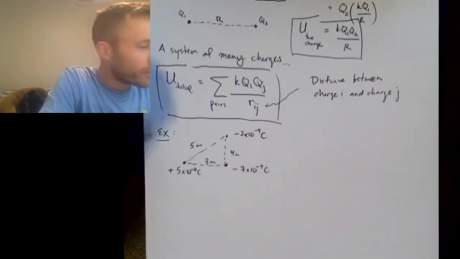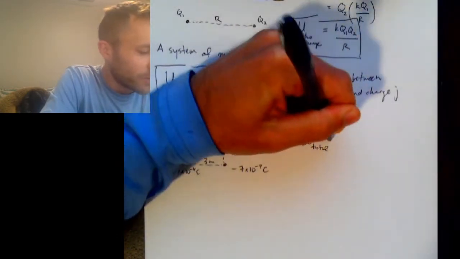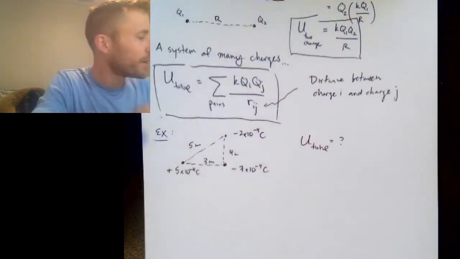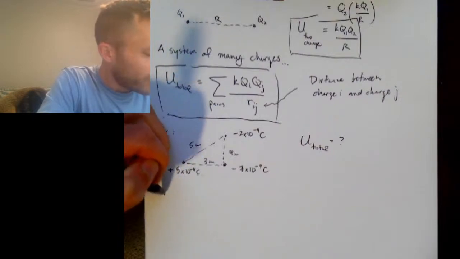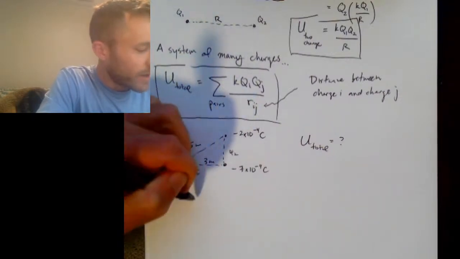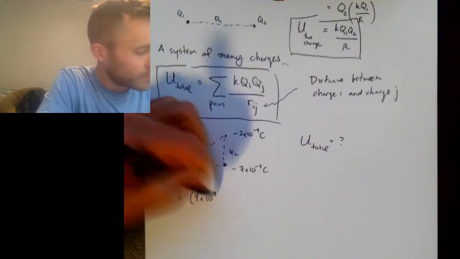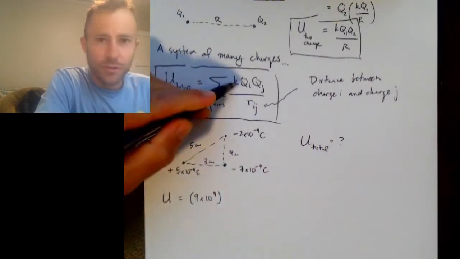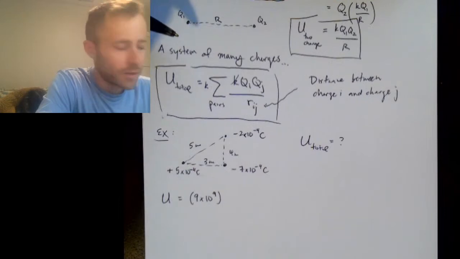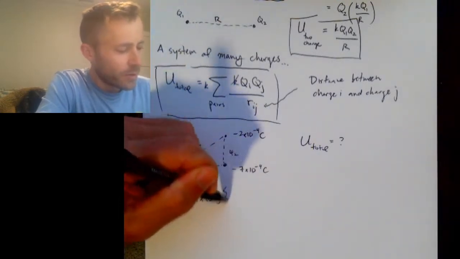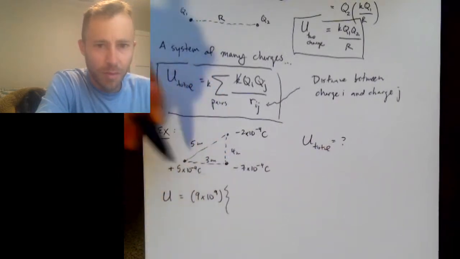So I'm going to apply this formula. I want to know what is the total potential energy of this system. So we have U equals K. If I wanted to, I could just factor K out of this entire sum. All right, so that's what I'm doing here. And there are 3 pairs. There's this pair, there's that pair, and then there's the hypotenuse pair.